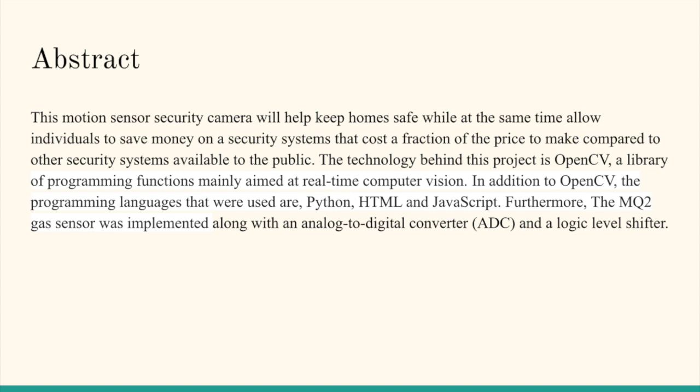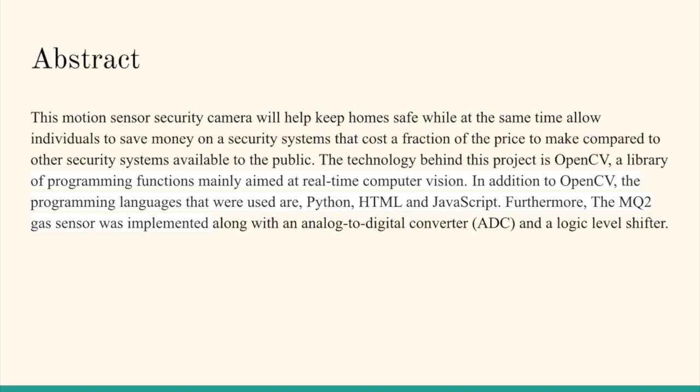So first, I'll be talking about the abstract. Pretty much this motion sensor security camera will help keep homes safe while at the same time allowing individuals to save money on security systems, as it will cost a fraction of the price. Compared to other security systems, you're looking at roughly $150 or even up to $1,000 for a security system, which is unnecessary. So that's a little bit about the project.